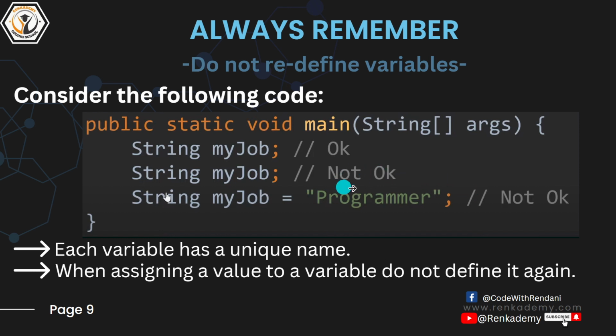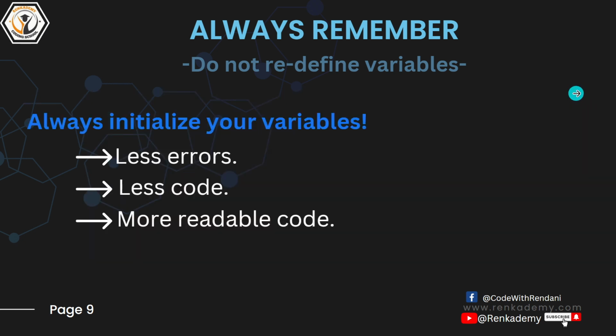So I want you to be careful about 2 points. The first one is that each variable has a unique name. So for example, in the second statement, if we used another name over here, this will be okay. What's important is that each variable must have a unique name. Also, when assigning a value to a variable, do not define it again. So in the third statement, if we didn't put the string keyword over here, everything will be okay, and we will be able to store the programmer string inside the variable myJob, alright? Now let me tell you this. Always initialize your variables. This will give you fewer errors, less code and more readable code.